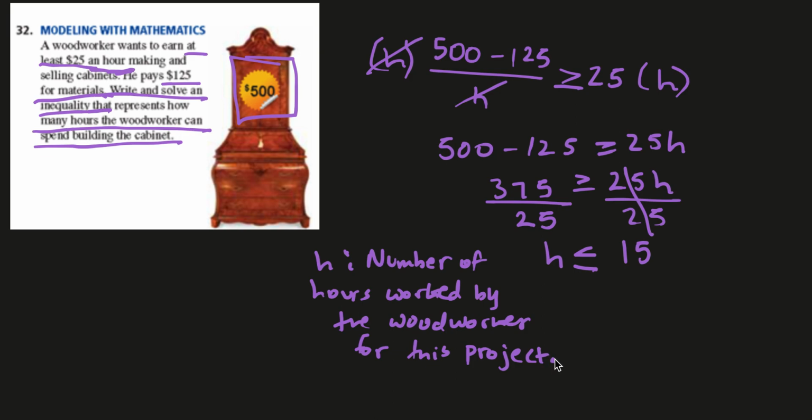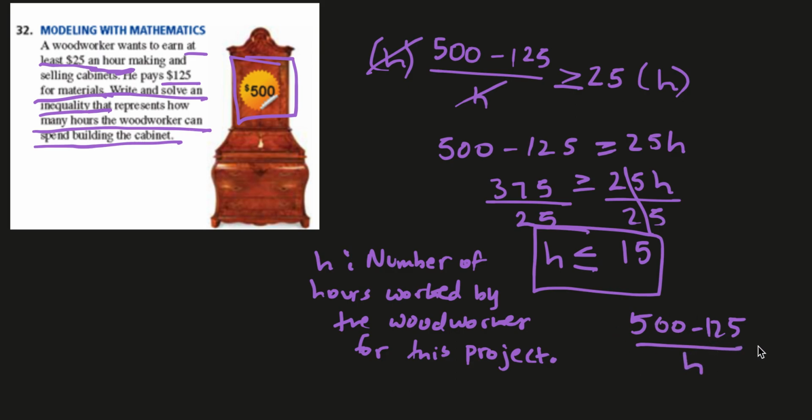And that is it. So this would be your answer right here, because this is the solve part. And then the initial inequality would be 500 minus 125 over h. I would write it out like this instead of simplifying because it makes sense. Your thought process is kind of evident here if you were on a test or something. And this would be it.